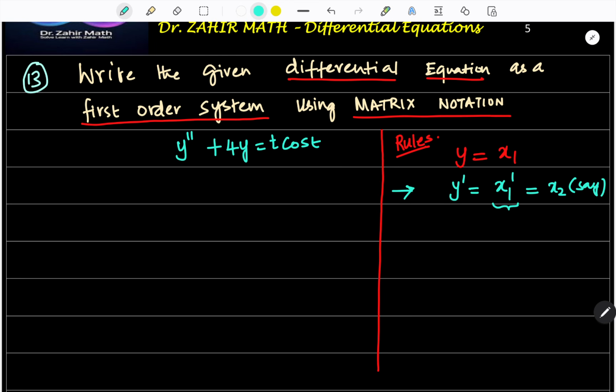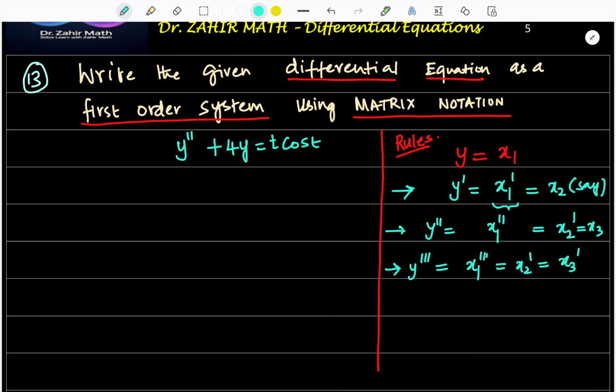Why? My job is to reduce the derivative. So I keep reducing the things. Then I'm going for y double dash, and here you will get x2 dash, and here x1 double dash. Don't look at the things in the middle. Then I'm going for y triple dash, which is equal to x1 triple dash, which is equal to x2 dash, which is equal to, I'm just going to say this is x3, and this is going to become x3 dash. Okay. It's very simple.